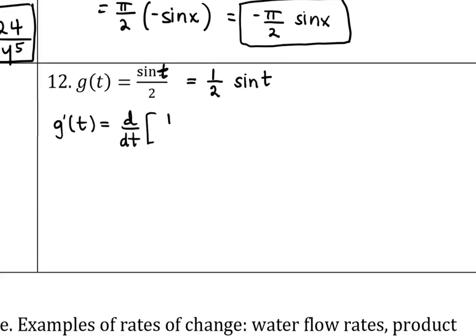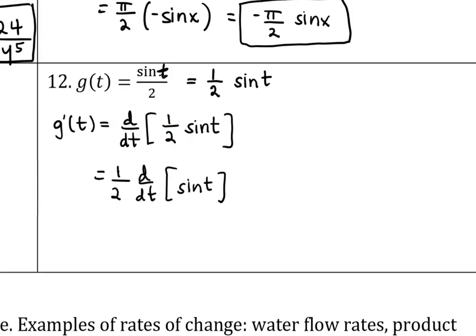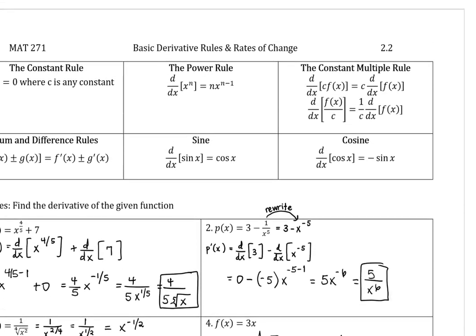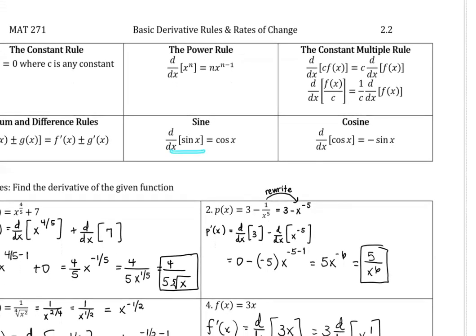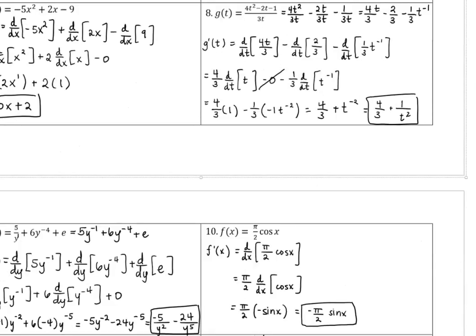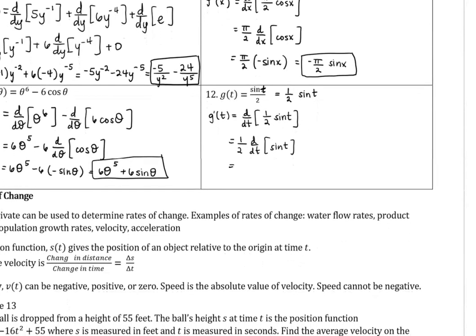I first come in and apply my derivative operator. All this does is tell you to take the derivative of what's on the inside. That's all that means. Rules tell us, well, hey, before you do that, you can pull this constant of 1/2 out in front of your derivative operator and only take the derivative of sine t. Going up to our rules, we can see that the derivative of sine t would be cosine t. So I'm going to replace this with a cosine t, and we are left with our final answer.